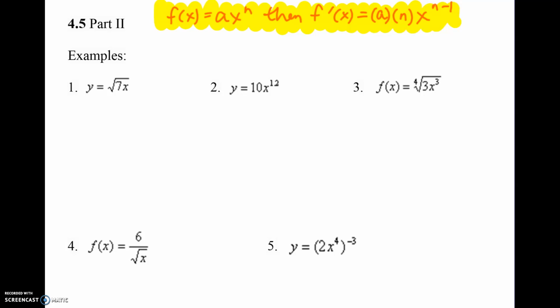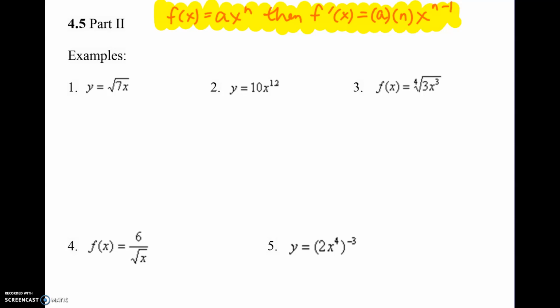We'll continue on page 8 all the way to page 10 with the rest of 4.5. This is part 2. We are going to again be using the elementary differentiation rule that's highlighted in yellow at the top. If you don't have it on your page, write it again, put it in a box, put it in your notebook, etc. So we are looking to find the derivative. Again, that means to find the equation of the line that is tangent to the graph.